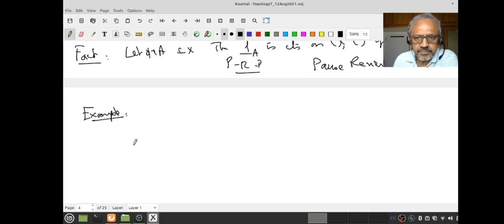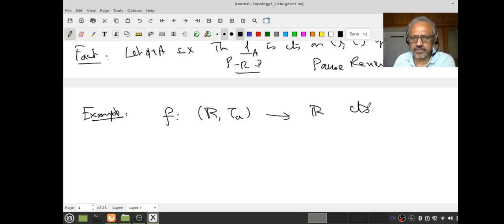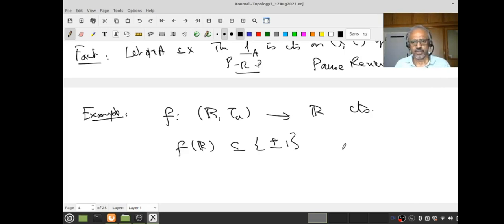Now let's look at another example. Suppose here f from R with topology tau u to R is again continuous. Do you see that I am restricting myself to real valued continuous functions? And assume that f of R, that is the image, is contained in {0, 1}. That is, it takes only the value 0 or 1.